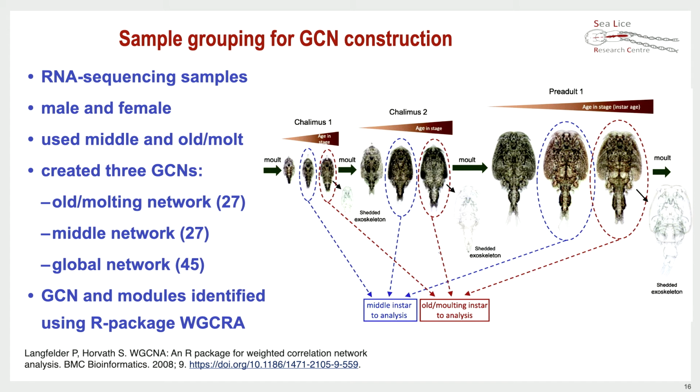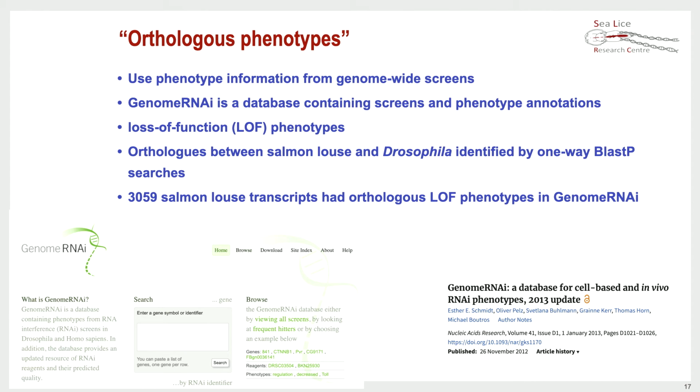Sample grouping then: we didn't take the young ones, we just took the middle instars and the old molting instars, so those that were close to molt or molting, into our analysis. And then we created gene co-expression networks, 3 of them. The old molting network had 27 samples, the middle network had 27 samples, and for the global network we took all the samples except the young ones, and that is 45 samples. And then we built the network and identified modules using the common R package for this task.